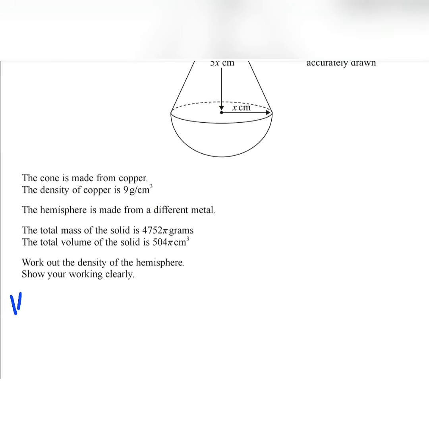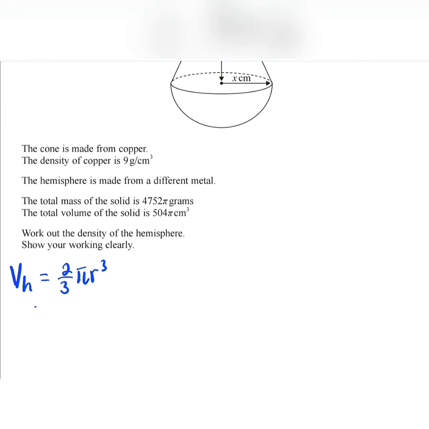So the volume, let me use a subscript for hemisphere, is equal to, remember, the volume of a sphere is 4 divided by 3 pi r cubed, but a hemisphere is half of what? A sphere. Therefore, this is going to be 2 over 3 pi r cubed. But according to the question, r is what? x. So we replace it with x here. So this is equal to 2 over 3 pi x cubed. This is the volume of the hemisphere.